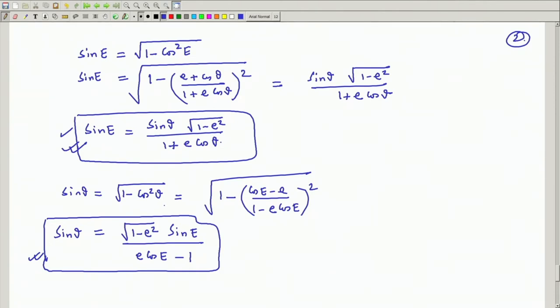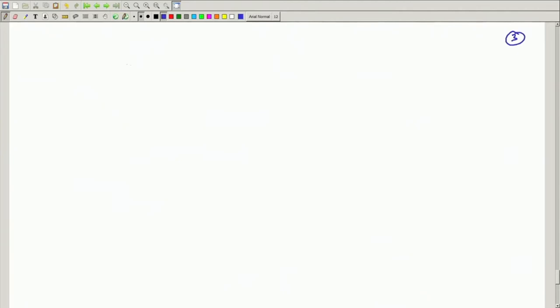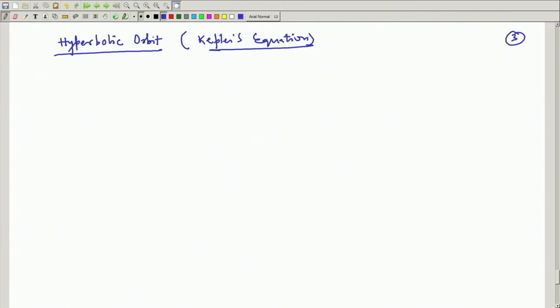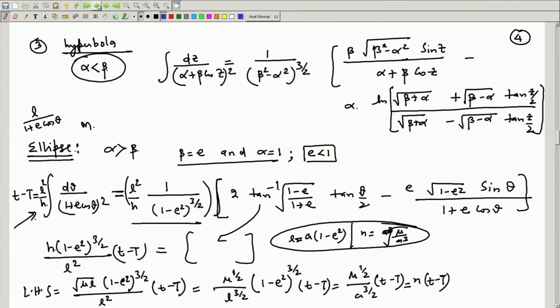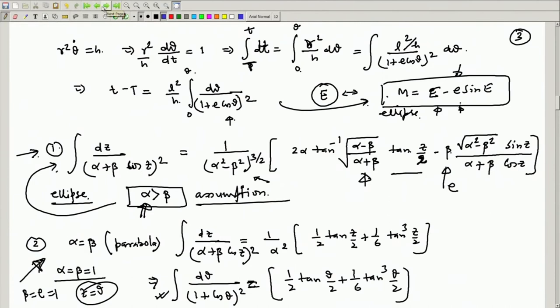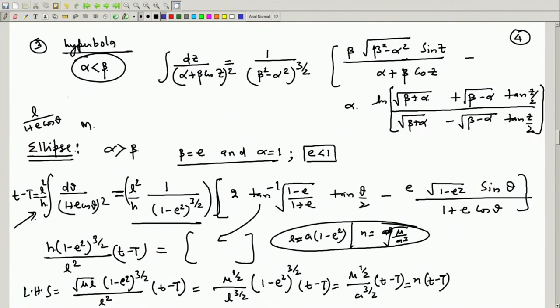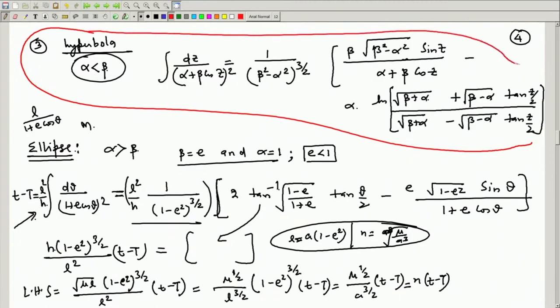the case of hyperbola. Hyperbolic orbit. For this, we want to derive Kepler's equation. So, what form will this take? Obviously, we have written one standard integration. So, using that, we can work it out, which we have written here. This is your standard integration for hyperbola. So, if we utilize it, we can work out the problem.